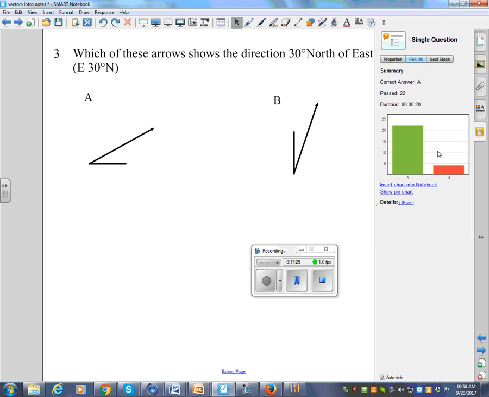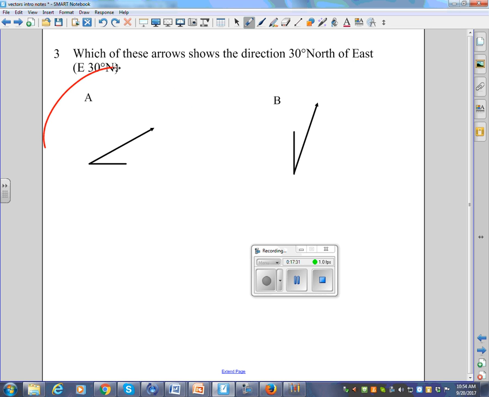Most of you got it. East 30 north. Look east, go 30 north. You have to be able to do this because the next step is going to get harder. I'm going to build on this, so you've got to get this. 30 degrees north of east. You start with this one, go 30 degrees to the north.